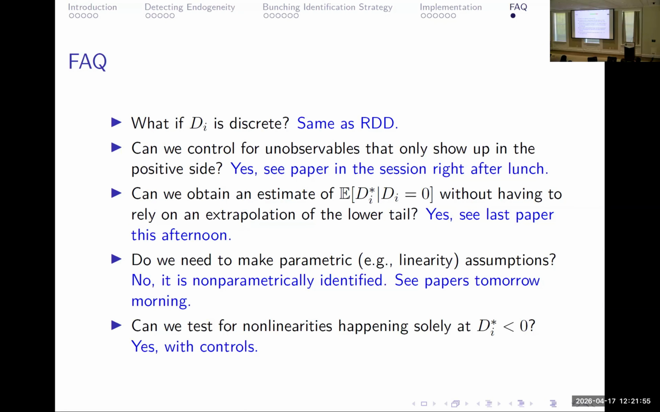And do we need to make parametric or linearity assumptions? And the answer is no. The paper that Carol is going to present tomorrow is going to show that it is nonparametrically identified. And the paper that Otávio is going to present tomorrow is also going to show that it is nonparametrically identified. And can we test for nonlinearities happening solely on the negative side? It turns out that what I just showed you is testing that. It is testing nonlinearities. I'll be happy to show you more about that if you have any questions.